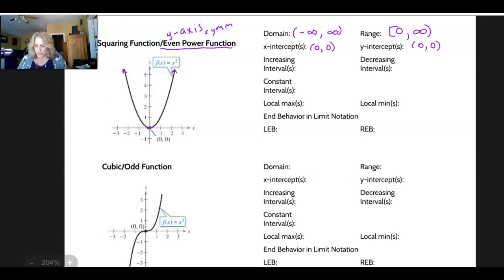And now we're going to continue this on and say, okay, what's happening as we go from left to right on this graph? Is it increasing? Are the y values getting larger, smaller, or staying the same? So as we go from left to right in this section, it seems like it's decreasing, doesn't it? And then as we go from left to right in this section, it seems like the graph is increasing.